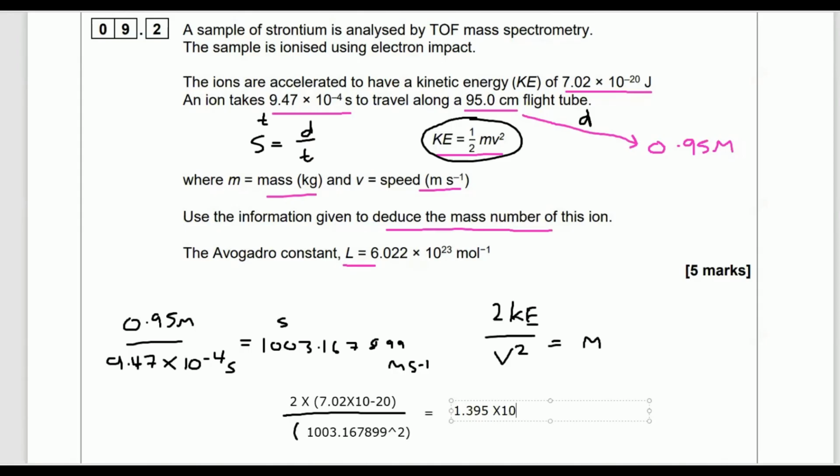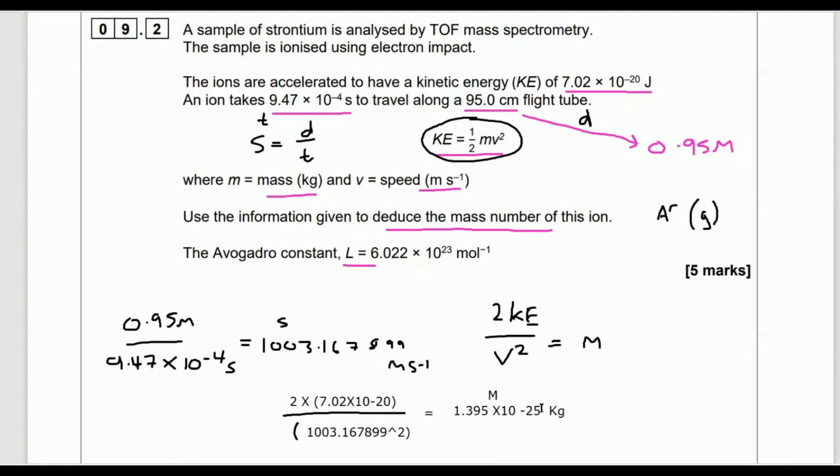Okay, now my answer that I've got is 3.95. You might get 3.96 depending on what you've put in, times 10 to the minus 25. Now that's the mass, and that's going to be in kilograms. And they reminded us, I've underlined it in pink over there, where m equals mass in kilograms. Okay, but we are looking at the Ar, or the mass number of this ion. And in the periodic table, what is the mass number? It's the mass in grams of 1 mole of a substance. So we're looking at the Ar in grams here.